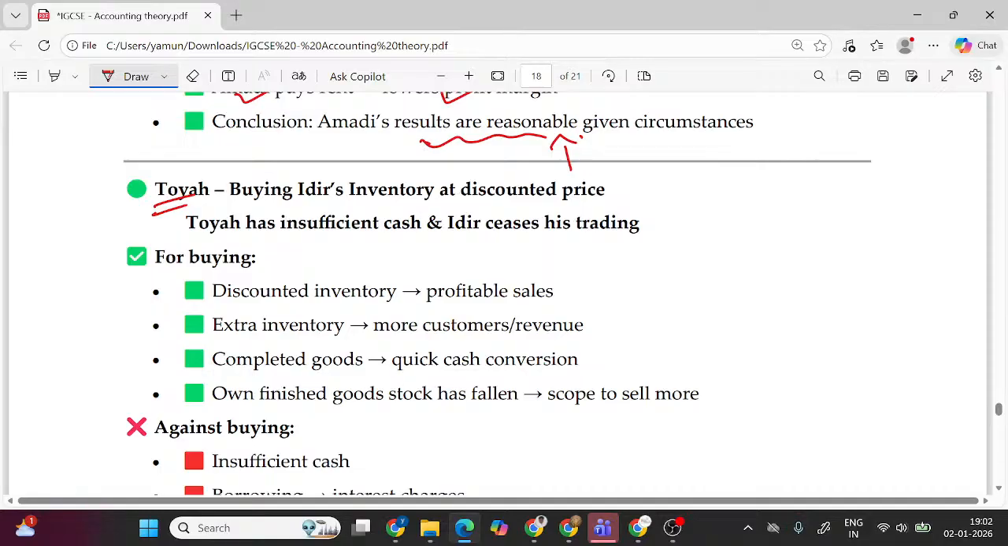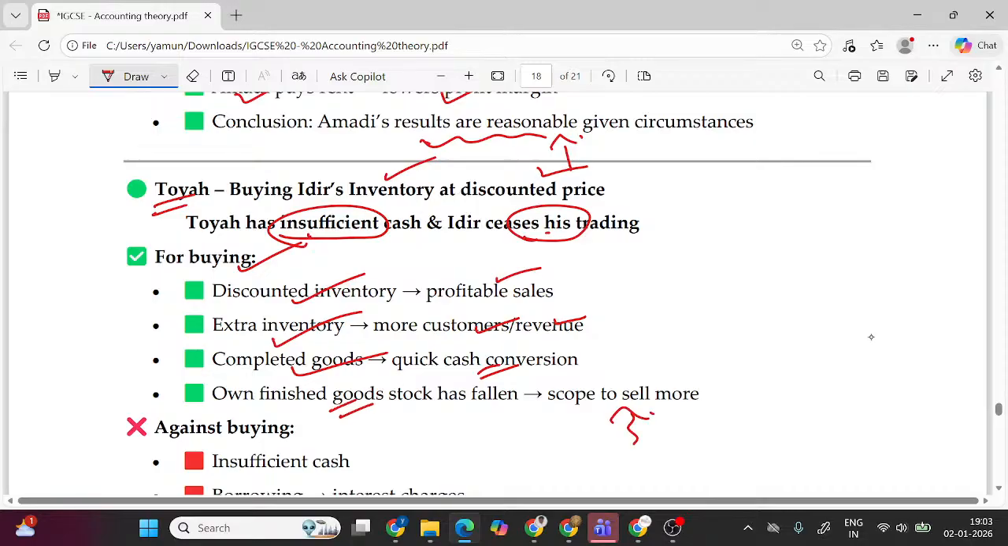So far, is buying inventory at discounted price. So has insufficient cash and it ceases his trading. So supply relationship has been broken. For buying discounted inventory, leads to profitable sales. Extra inventory, more customers or revenue, completed goods, quick cash conversion, and own finished goods stock has fallen. Scope to sell more may be there.